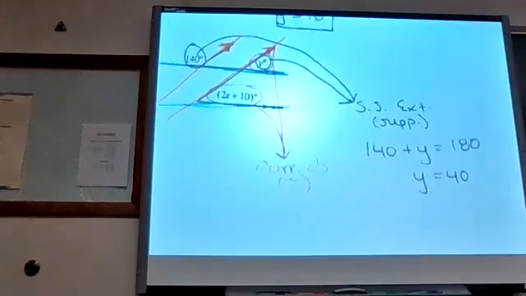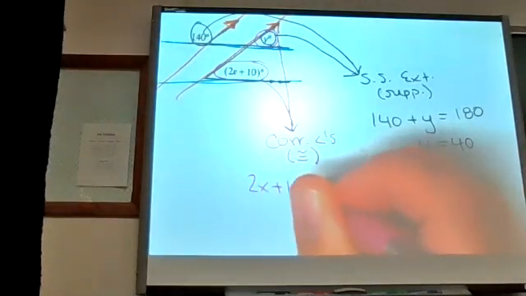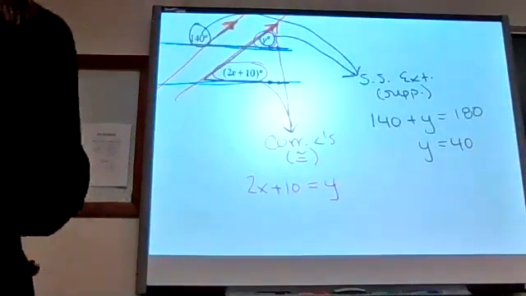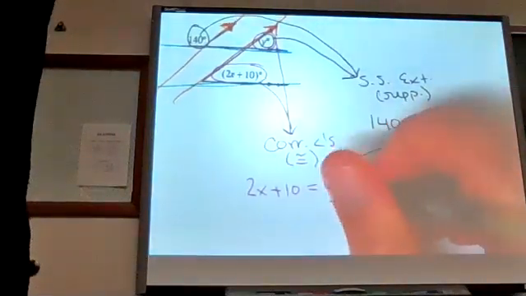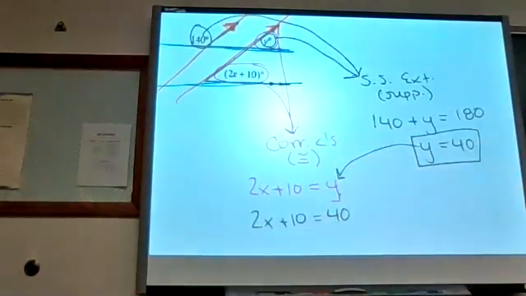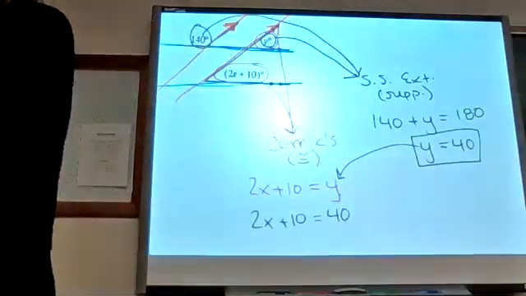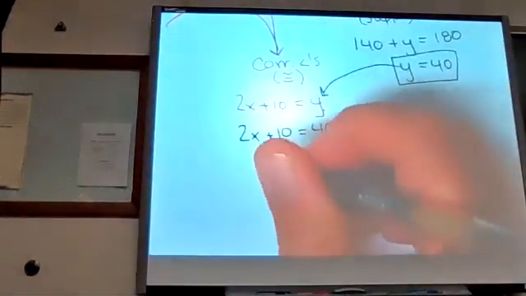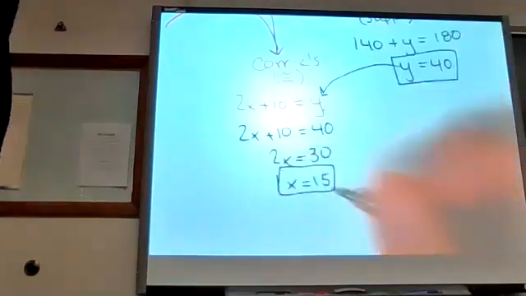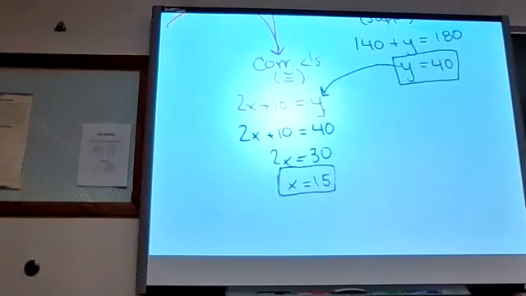Corresponding angles are congruent. So that means, and before we couldn't really get started here because I would have had 2x plus 10 equals y. And we would have had an x and a y and we wouldn't really be able to move from there. But I know that y equals 40. I've already solved for y. So I can plug in 40 for y because I've already solved for it. Y equals 40. And now I can solve from there. So 2x equals 30 and x equals 15. Okay. Good.